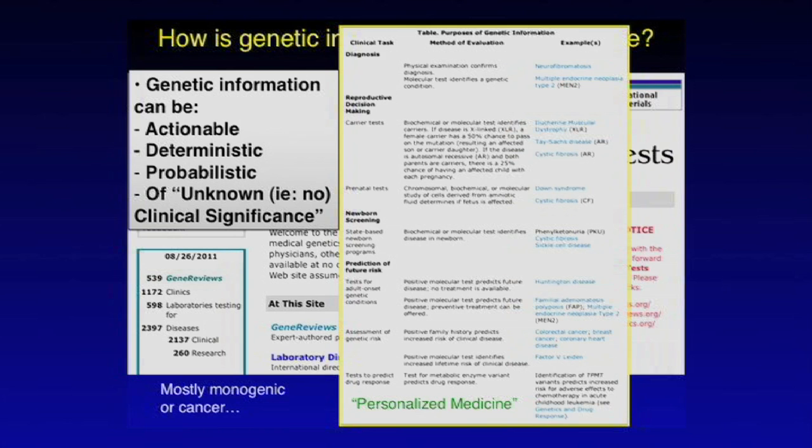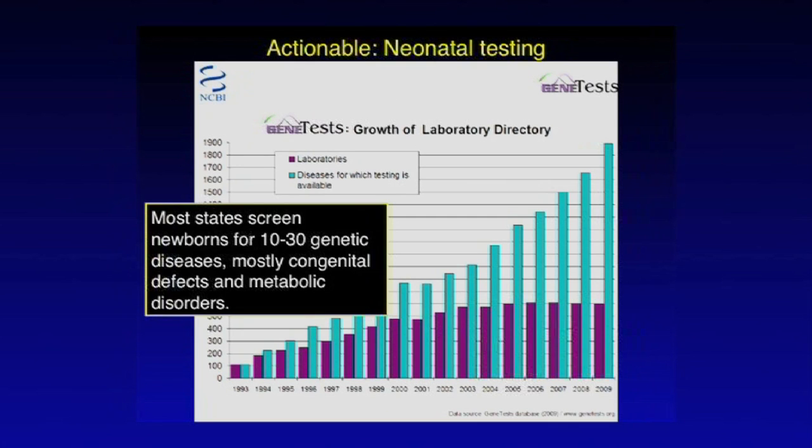So let's talk about actionable information. These are things like neonatal testing, and this is a graph of the number of genetic tests for which testing is available, and by now it's over 2,000 different genetic tests. Most of these are monogenic disorders, and many states require newborns to be screened for 10 to 30 of these kinds of disorders. So clinically useful? Yes, it's clinically useful. Those are usually single gene disorders, of course.